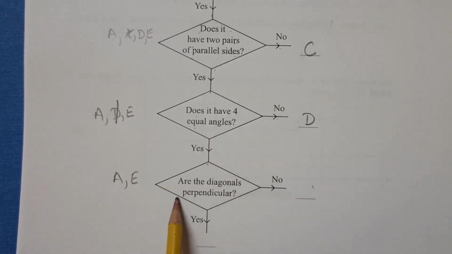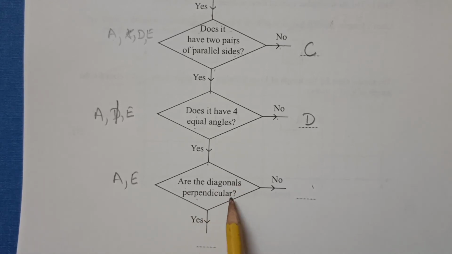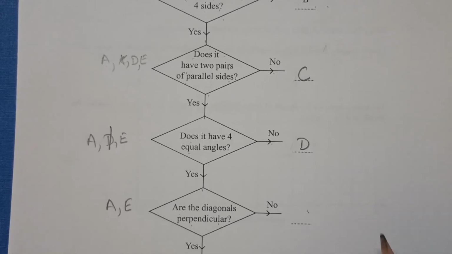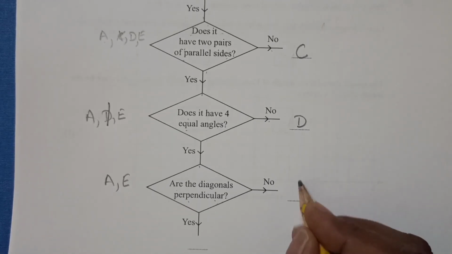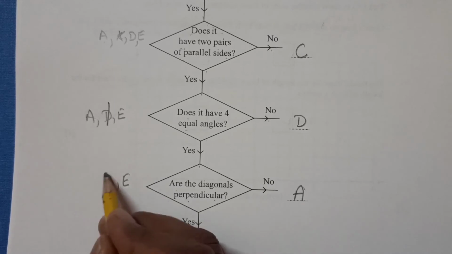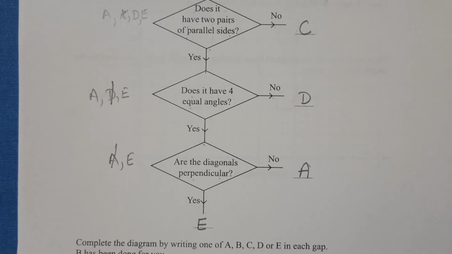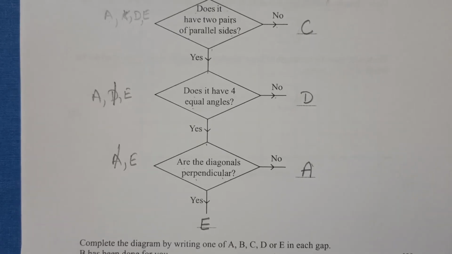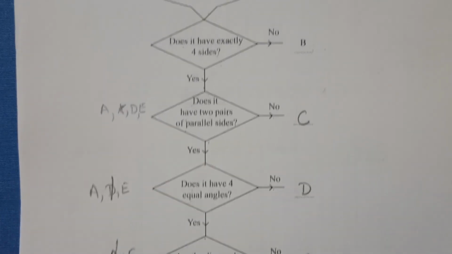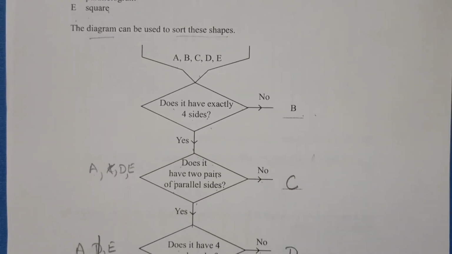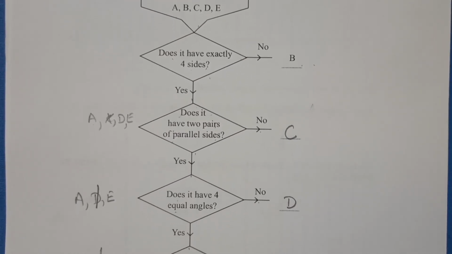So yes, it's A and E. Now, are the diagonals perpendicular? The diagonals in a rectangle are not perpendicular. So that means A, rectangle, will come here. So this is gone. So the left one is E. So this is the final answer. So that's how you can sort according to the properties, right? I'm just showing you again so that you can go through.